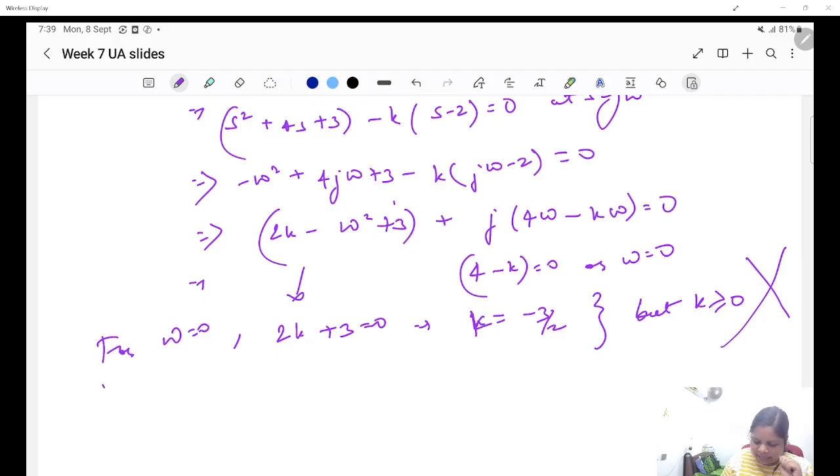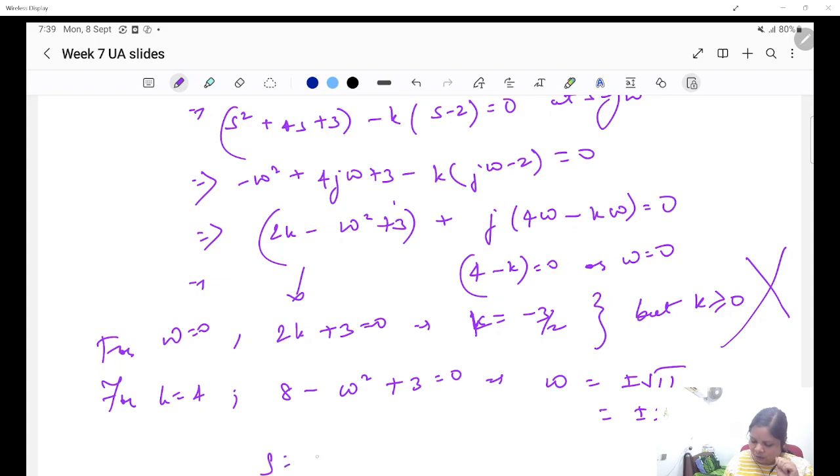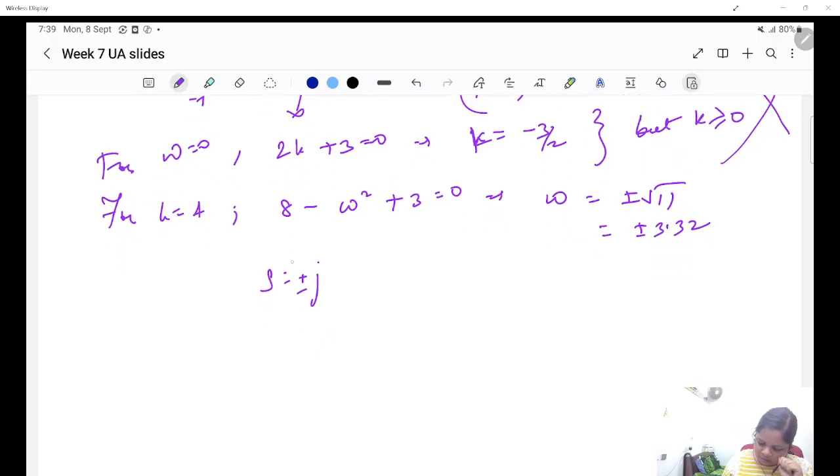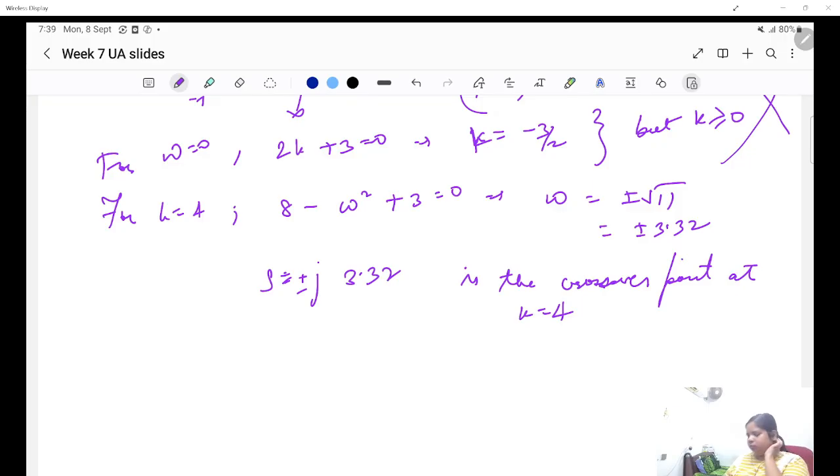Okay, let's check for K equal to 4. For K equal to 4, 8 minus omega square plus 3 is equal to 0. From here we can write omega is equal to plus or minus root 11, which is plus or minus 3.32. So s is equal to plus or minus j 3.32, which is the crossover point at K equal to 4. I hope this is clear.